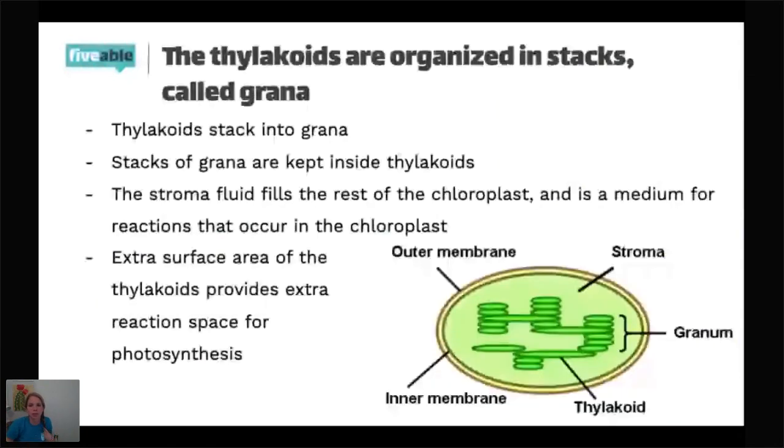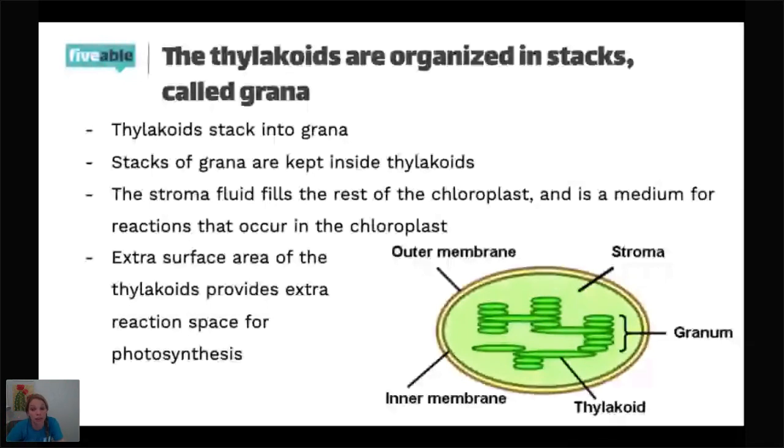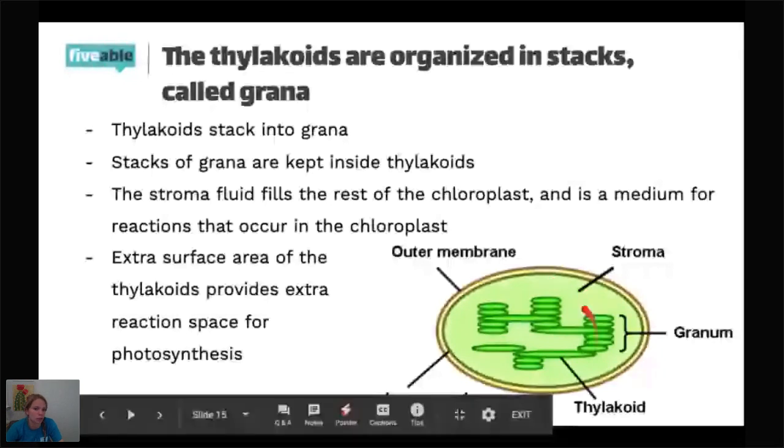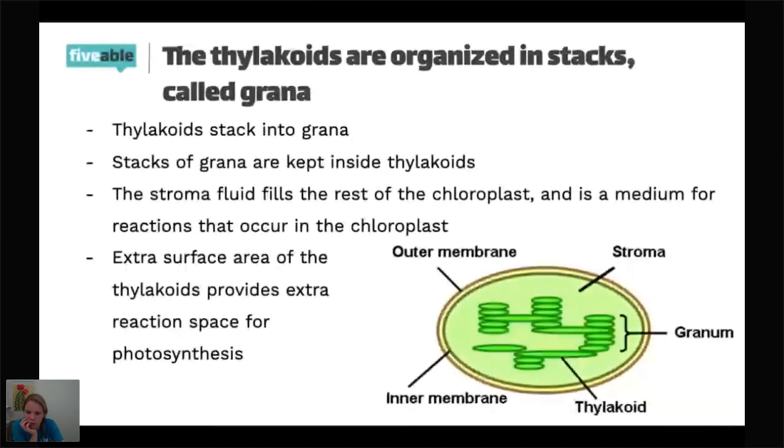So we have these thylakoids, and they're organized into stacks called grana. So each individual little frisbee here that you can see is our thylakoid. And then when we put them in this little pancake stack, that's a grana. We keep those grana inside the chloroplast, and then again, we surround it with this stroma. That stroma is going to be a really good medium for reactions that occur in the chloroplast.